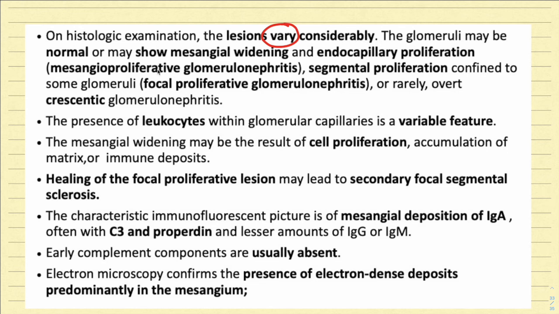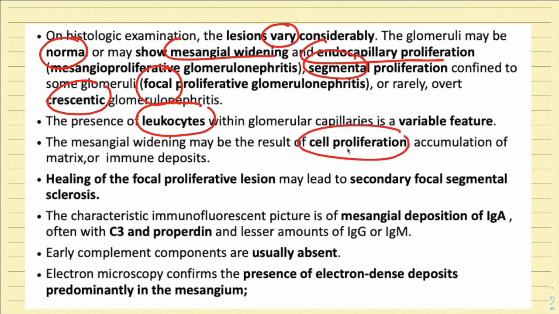The glomerulus may be normal, or it may show mesangial widening. Along with that, endocapillary proliferation will be there. So you all know these points, we have read about it. There is a mesangioproliferative glomerulonephritis-like picture, segmental proliferation confined to some glomeruli, so focal changes might be there, and sometimes crescentic glomerulonephritis might also occur. So there is a lot of variation in IgA nephropathy. You can also see infiltration by leukocytes. The mesangial widening is because of the cell proliferation along with increased matrix formation and deposition.